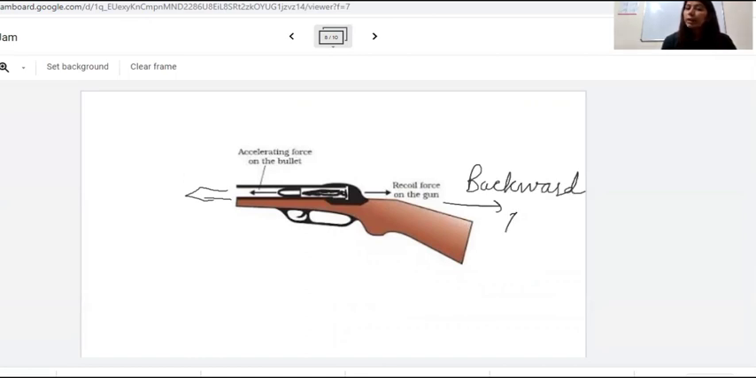Backward jerk. Why is it so? Because when we hit this trigger, what happens? Action is done by the bullet.